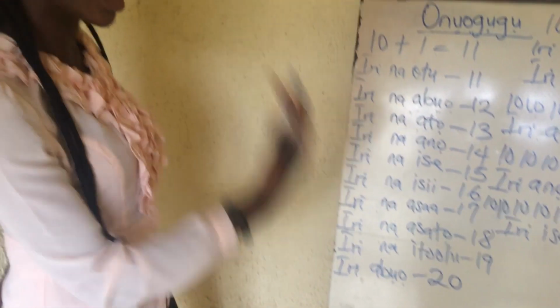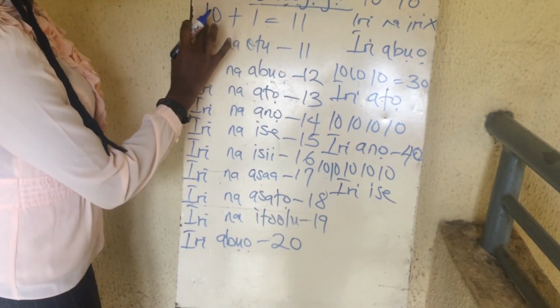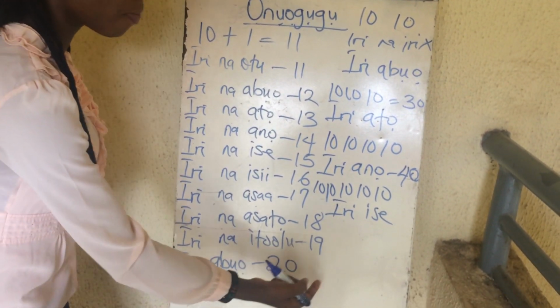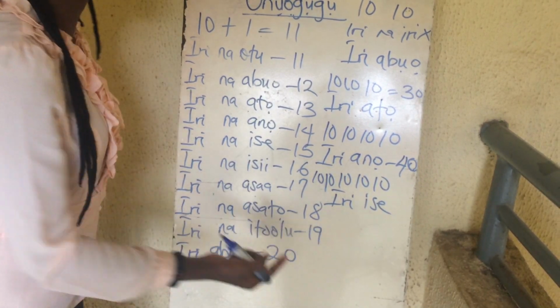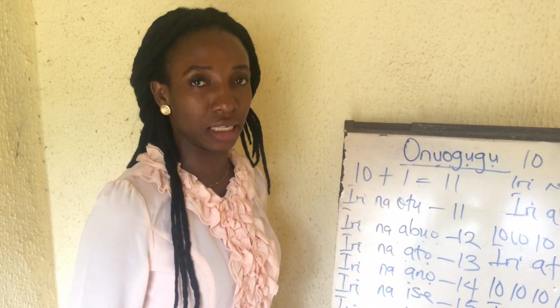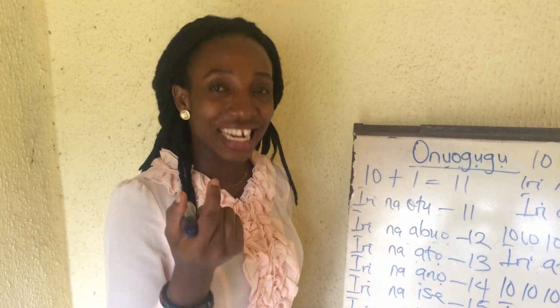Now we want to make 21 and thereabouts. The same method you use for 11, 10 plus 1, is the same method you're going to use for 20 plus 1. But remember, you're not going to use it when you want to get 20, 30, 40, 50, 60, 70, 80, 90. And 100, don't forget, 100 is known as Nari.